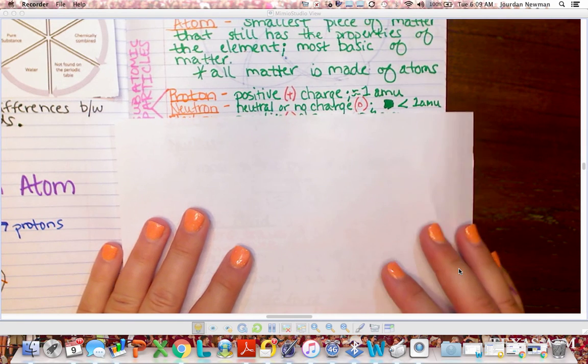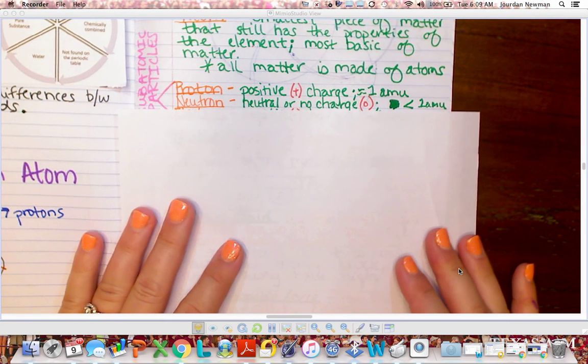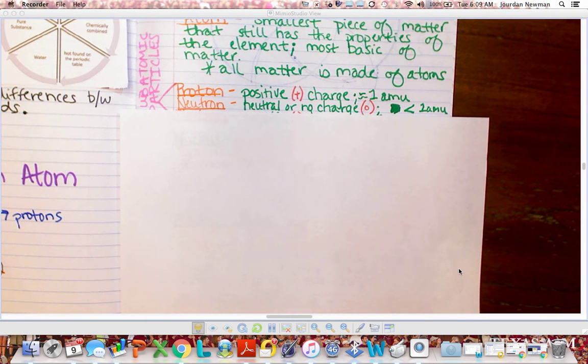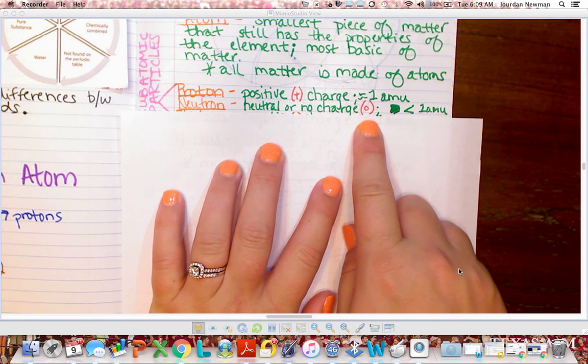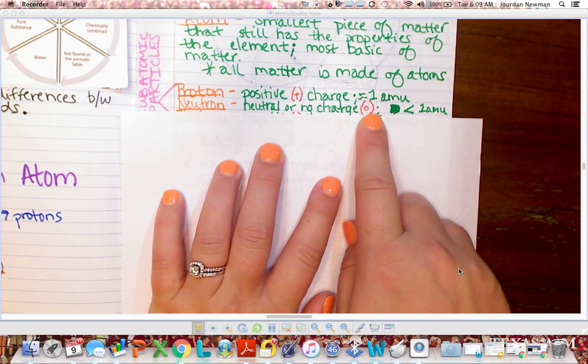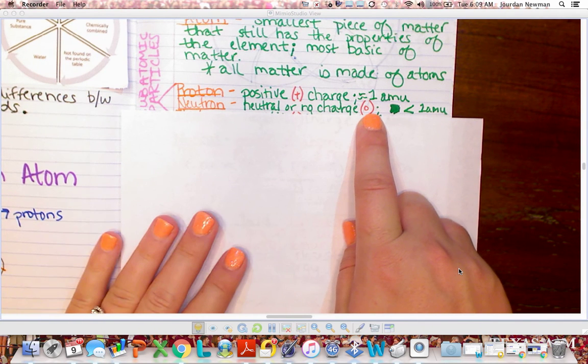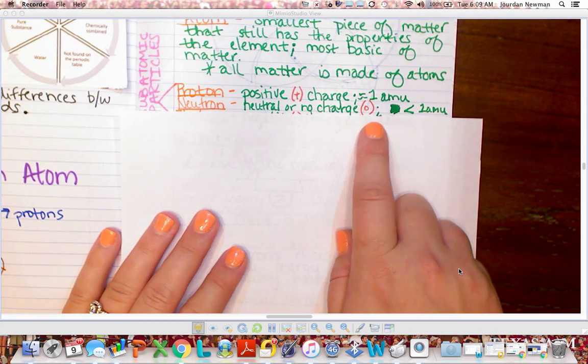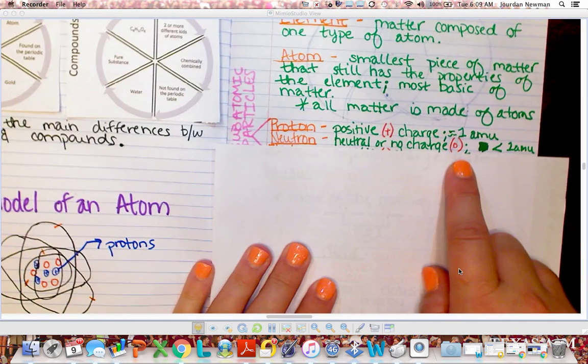The next particle is the neutron. The neutron is just like it sounds. It's either neutral or no charge. You can interchange those. Just so you know that a neutron has absolutely no charge, and that's why we use a zero or what looks just like an empty circle to denote where a neutron is.